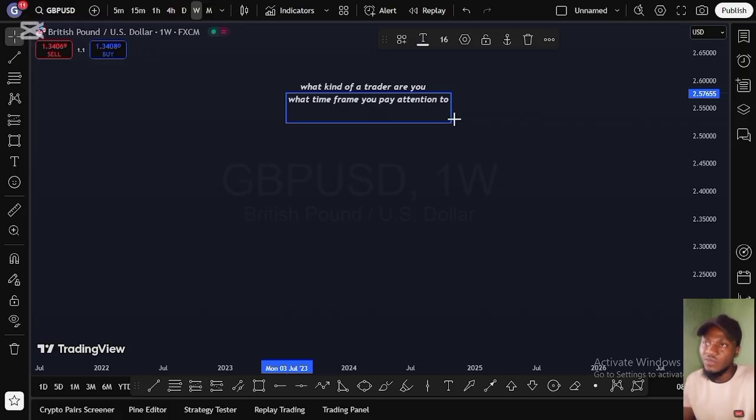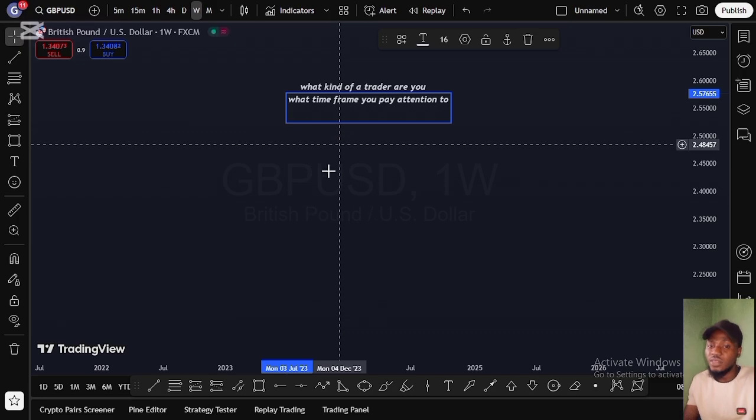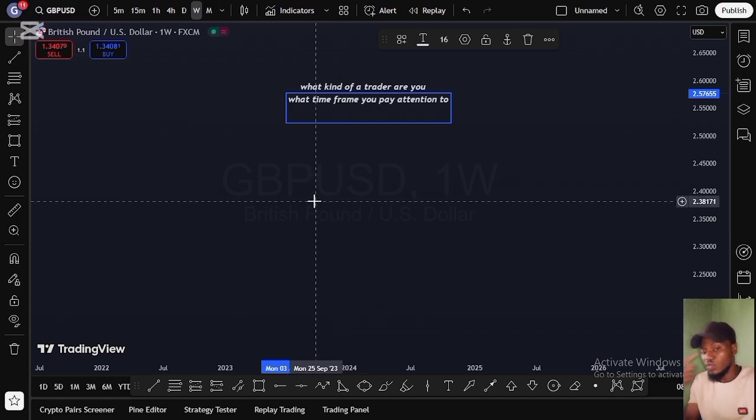Very key, very key. So when you say what kind of a trader are you, now you've defined what you're doing. You said, okay, fine, I'm a swing trader, I'm an intraday trader, I'm a scalper. Now what you want to choose next is what time frame you should be looking at. What time frame are you paying attention to?